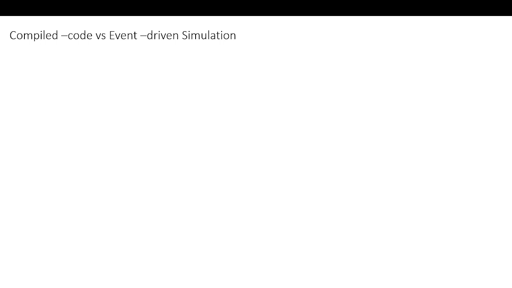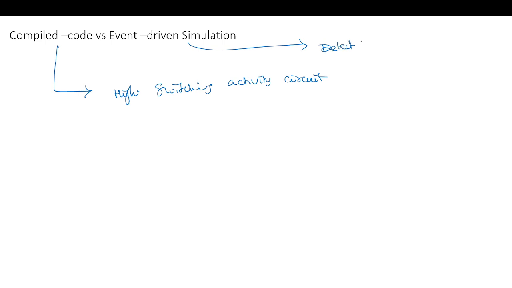This is about this. Just write one or two points. The compiled code can be used when the switching activity is high. And event driven needs low switching activity, but we can detect the hazards because we are able to model the nominal delays or the delays.